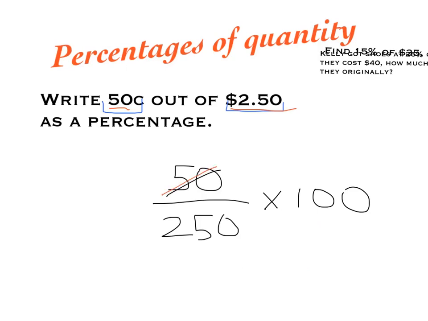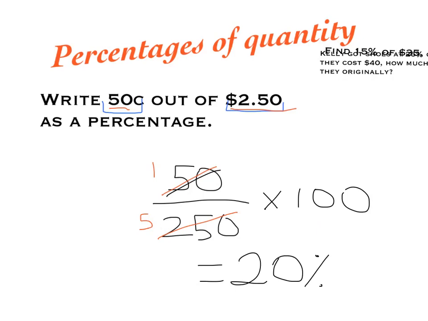So I'll do this in another color. 50 goes into 50 once. 50 goes into 250 five times. Cool. So 1/5 multiplied by 100. Beautiful. 20. And I'll just need to put my percentage sign in on the end. So my answer becomes 20%.